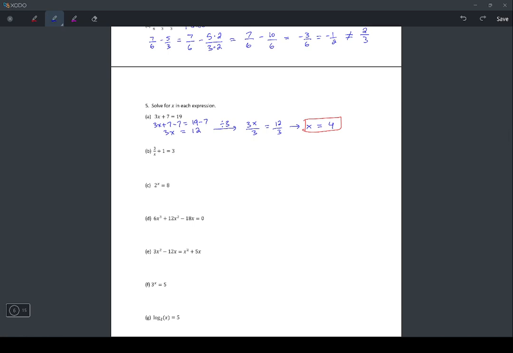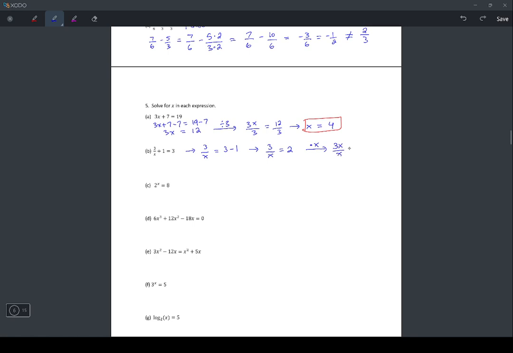Part B, we're going to follow the same strategy. We have 3 over x plus 1 is equal to 3. I'm going to begin by subtracting 1 from both sides. So 3 over x is equal to 3 minus 1. So 3 over x is equal to 2. Then I'm going to multiply both sides by x. So cross multiply.